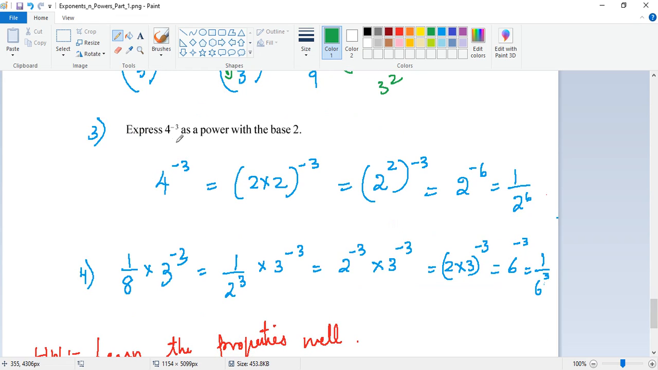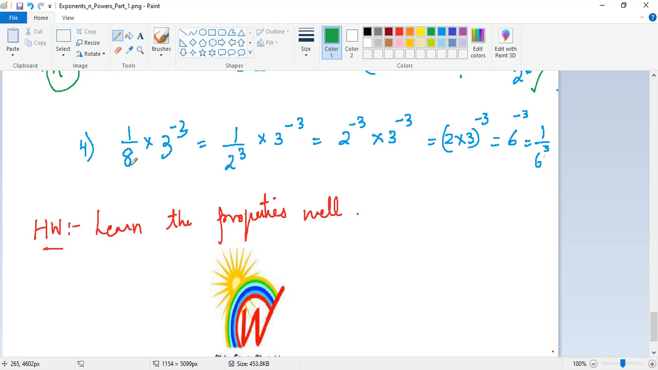Now come to this. They may say express 4 to the power of minus 3 as a power with the base 2. So actually 4 to the power of minus 3 has a base of 4, but they want you to write it with a base of 2. So I'll have to change the 4 in terms of 2. I can write 4 as 2 into 2. If I am multiplying 2 two times, I can write 2 to the power of 2. The minus 3 is already outside, so that will remain as it is. So it gives you 2 to the power of minus 6, which is 1 by 2 to the power of 6.